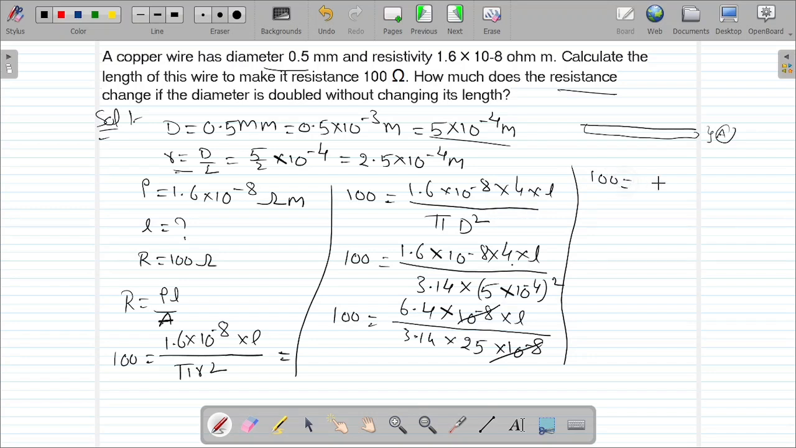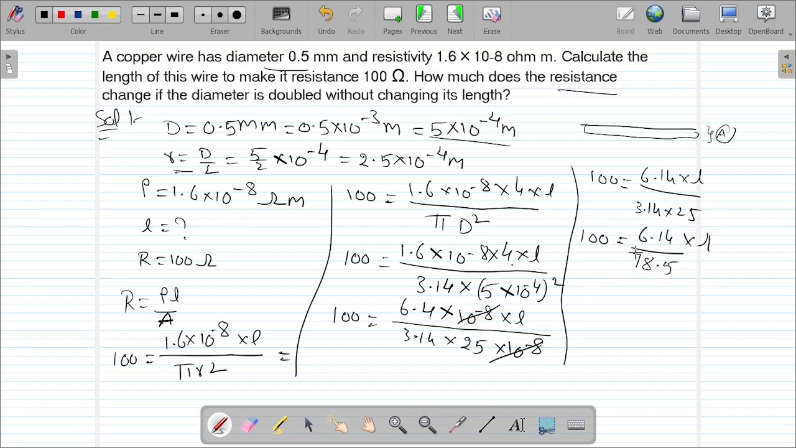100 equal to 6.4 into length by 3.14 into 25. Then how much you will get? So 100 equal to 6.4 by 3.14 into 25, it is 78.5 you will get. Okay, into length, I want to find the length only.